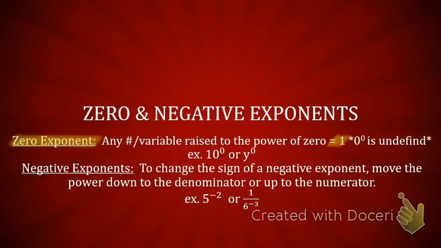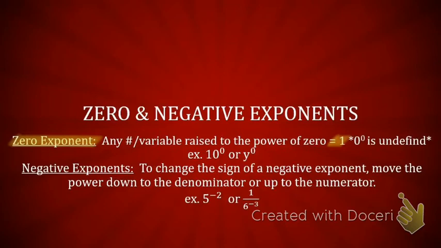Now, as with most things, there is an exception. 0 to the power of 0, okay, is undefined. So 0 to the power of 0 would be an exception to that rule. But if you plug 0 to the power of 0 into your calculator, it's going to say error, okay? And hopefully that reminds you that it's undefined. But other than that, any number, any variable raised to the power of 0 is equal to 1. Now, I've given you two examples. 10 to the power of 0 equals 1. So does y to the power of 0.